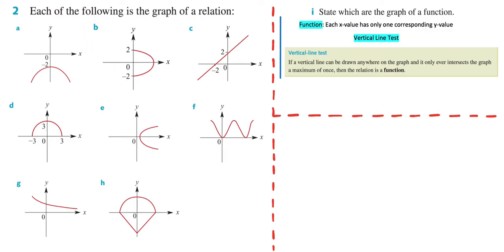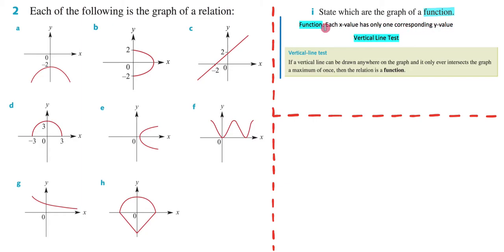So we're looking at exercise 5D, and in this video we're looking at question 2, which says each of the following is the graph of a relation. So here they all are. The first part is asking us to state which are the graph of a function. Let's remind ourselves that a function is when each x value has only one corresponding y value.